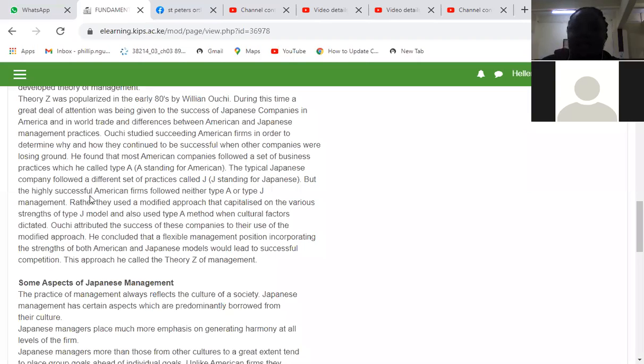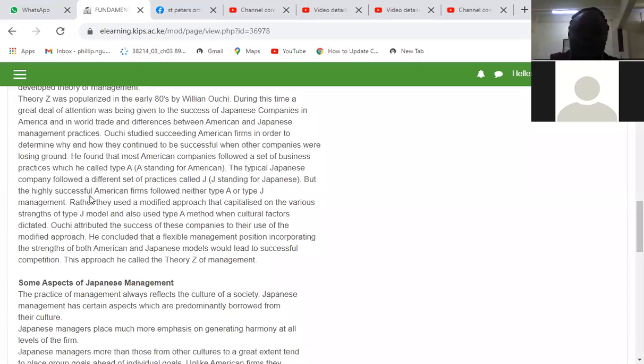Type A means American companies. Type J means Japanese companies. So we use the initials, A standing for American companies and J standing for Japanese companies. So those companies which were successful never followed only the strategies which were used by the American and the Japanese companies. So they used a modified approach.